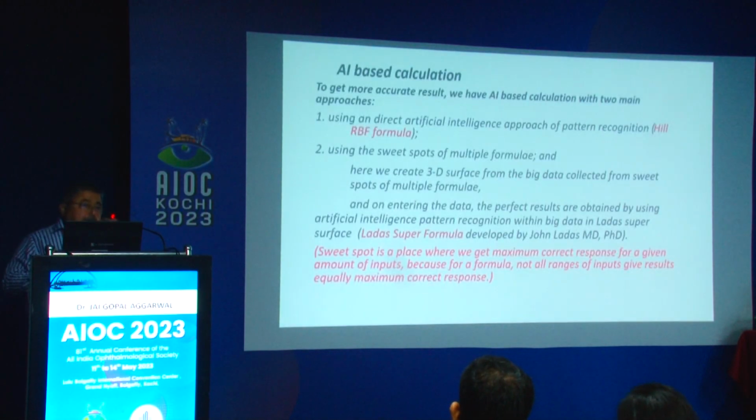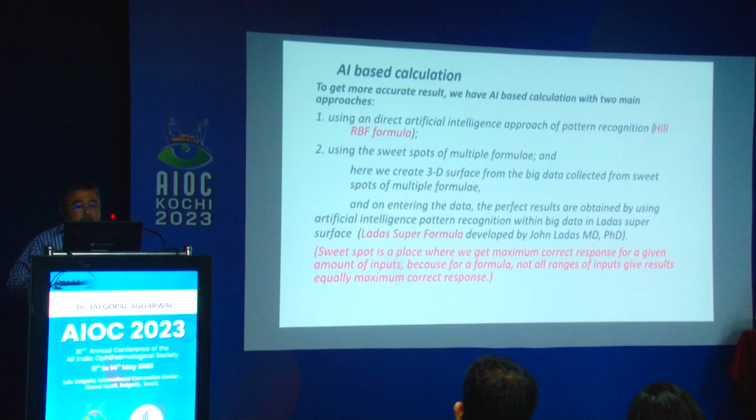Now, coming to the artificial intelligence formulas. To get more accurate results, we have artificial intelligence calculation with two main approaches. First, using a direct artificial intelligence approach of pattern recognition. The Hill RBF formula is based on this. Using the sweet spots of multiple formulas is another approach. Here we created a 3D surface from the big data calculated from the sweet spots of multiple formulas.